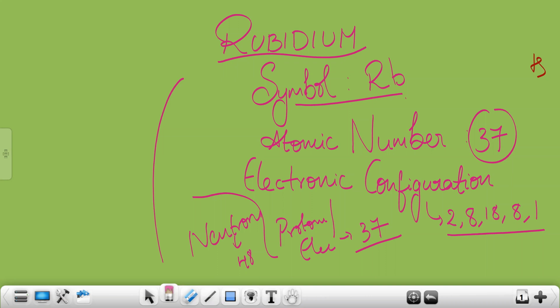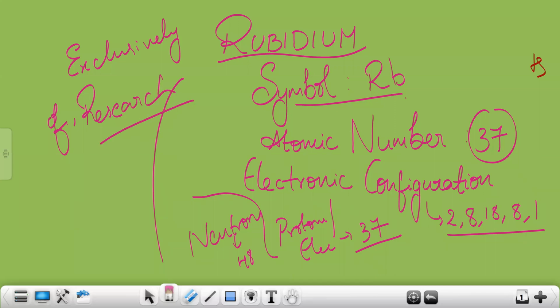Now the main usage of rubidium: it is exclusively used for the purpose of research. In research, how will they use it, ma'am? One minute, let me write.